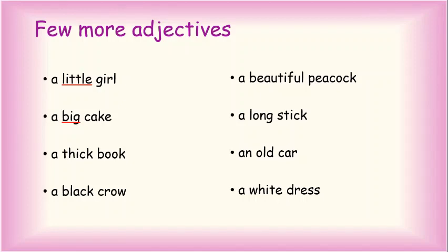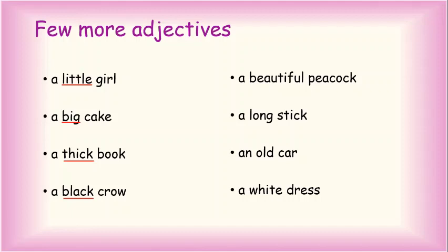A thick book. Here book is the naming word. And what type of book is it? It is a thick book. There are many pages. Thick describes the book. So thick is an adjective. A black crow. How is the crow? The crow is black in color. So which one is the adjective? Yes, black is the adjective here.